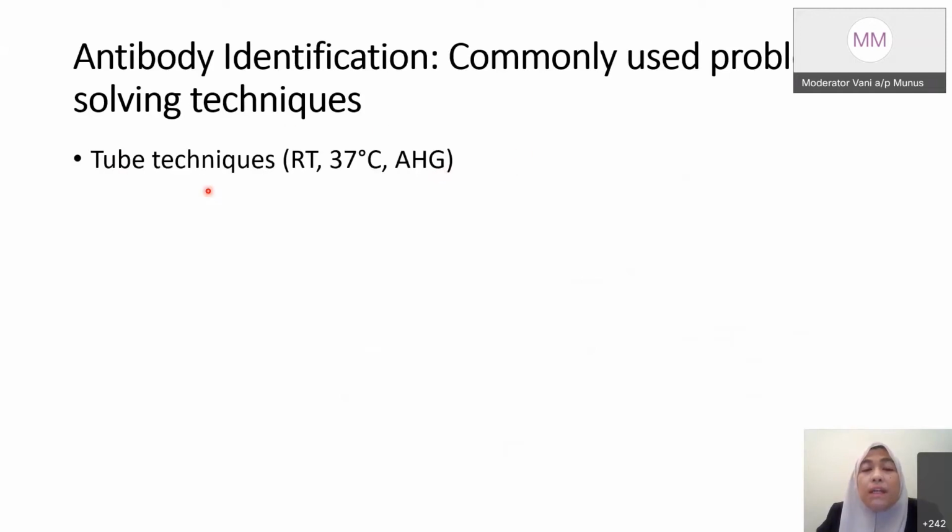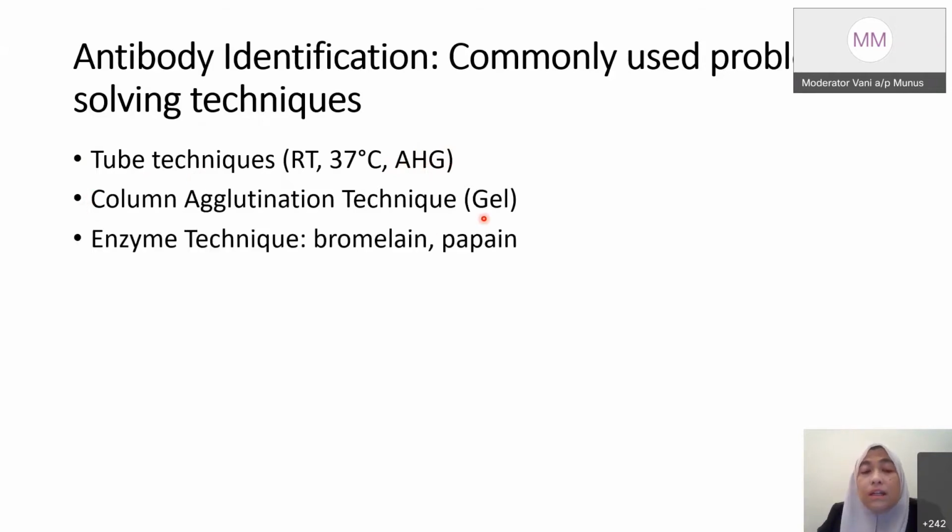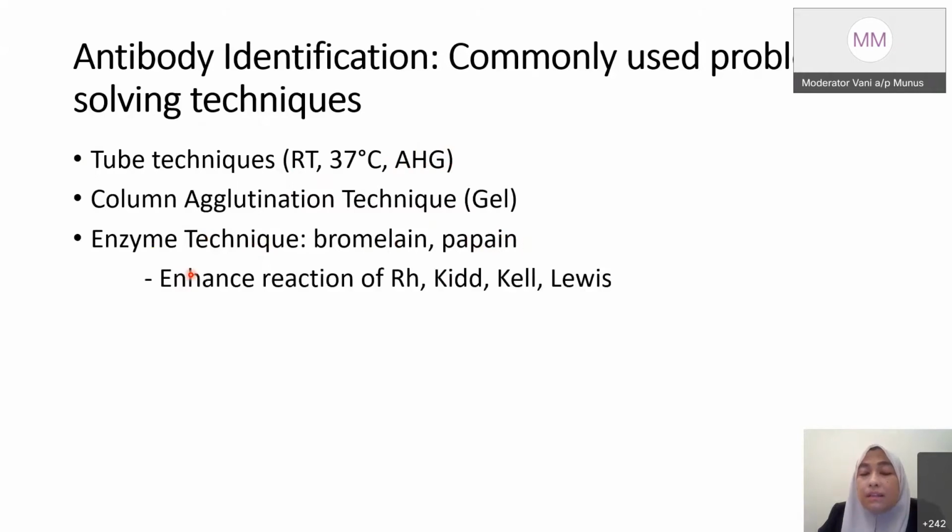Usually we will proceed with tube techniques. The first line we use is the gel kit. Then if we cannot get a result, we will proceed with the tube technique, which can be incubated at room temperature, 37, and AHG. This is because the gel kit can only detect AHG phase antibody, not room temperature or 37. After the tube, we also proceed with the gel kit using the papainized treated panel. Papain is an example of enzyme techniques.